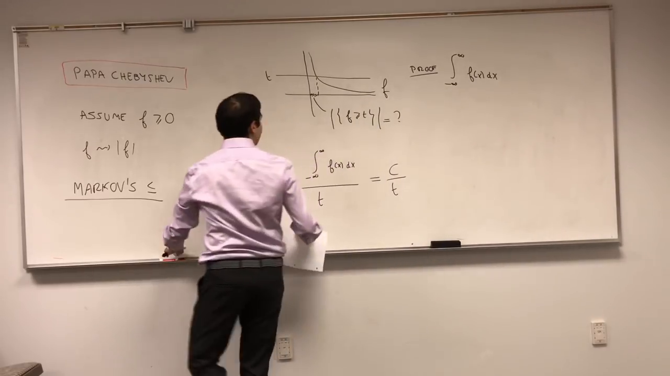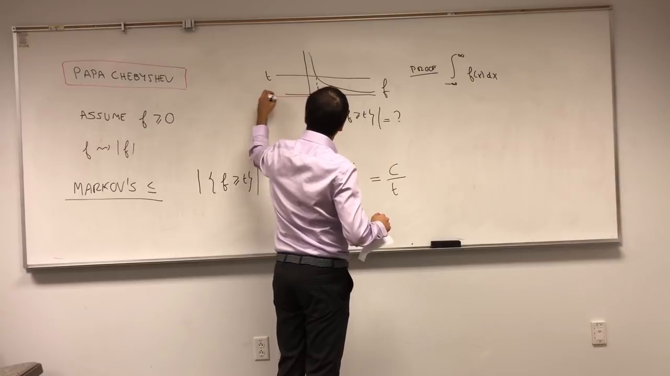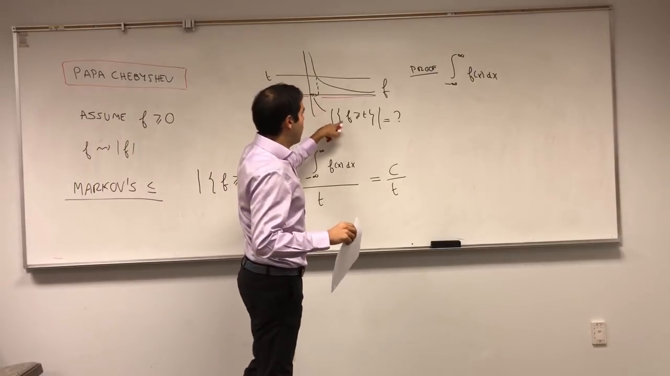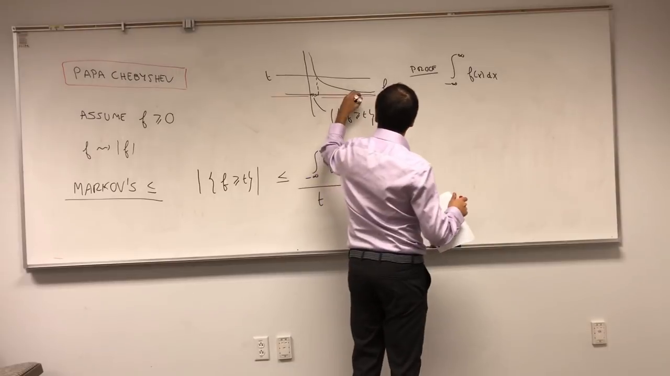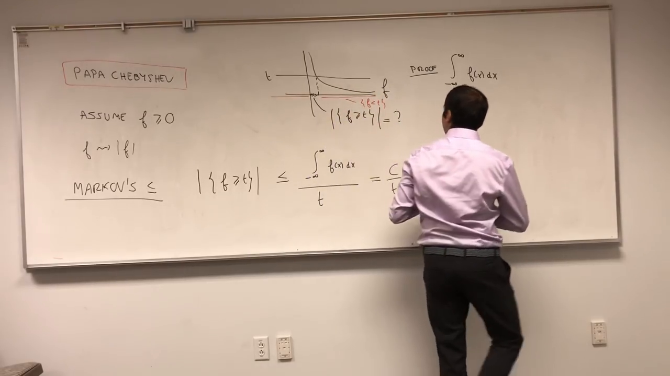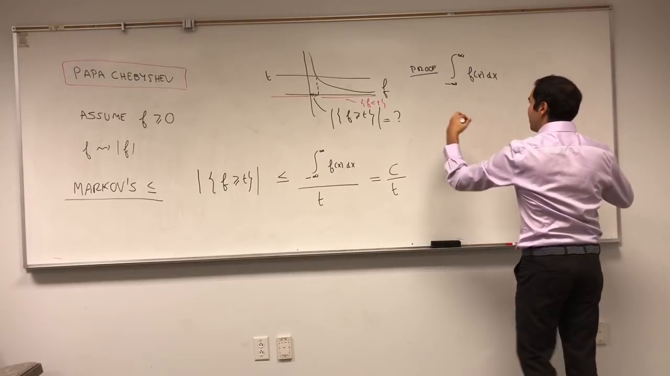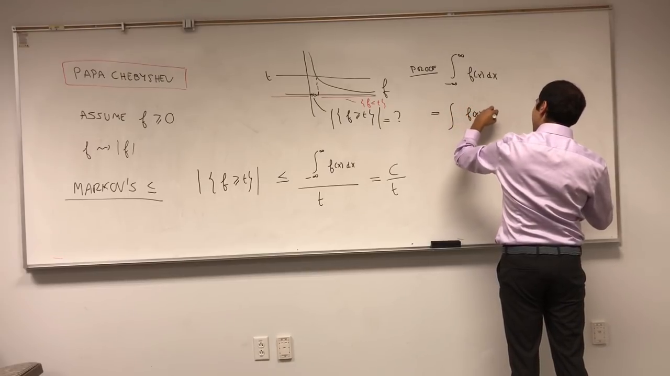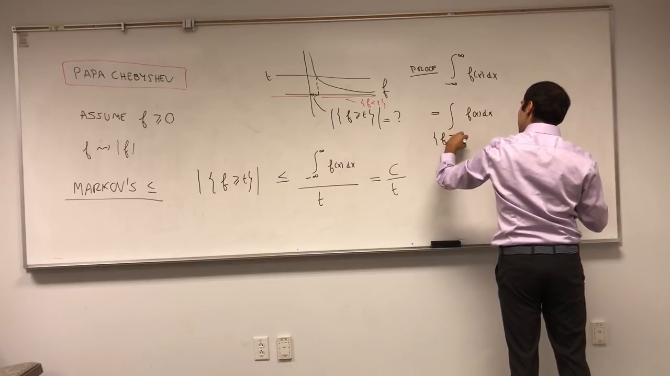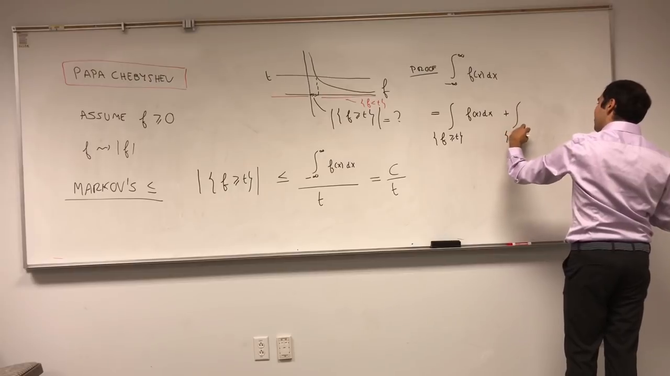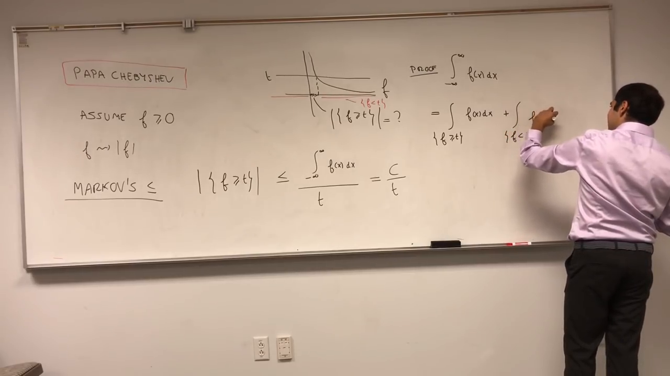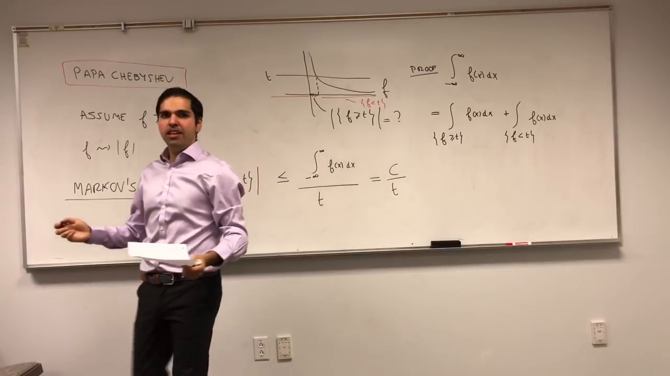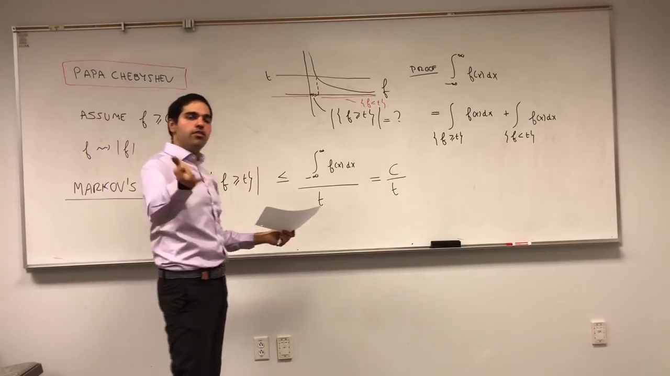Now let's look at the real line. You can decompose it into two regions: the region where f is greater or equal to t, and the other region where f is less than t. Just by decomposing into the two regions, this equals the integral of f of x dx over where f is greater or equal to t, plus the integral of f of x dx over where f is less than t. This is sort of the analog of saying the integral from a to b is the integral from a to c plus the integral from c to b.